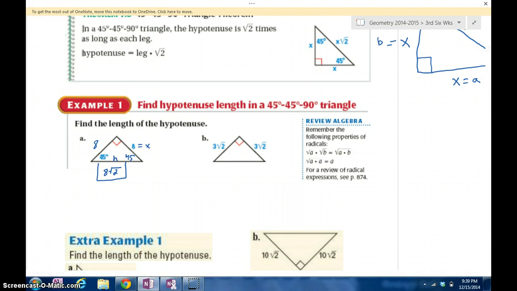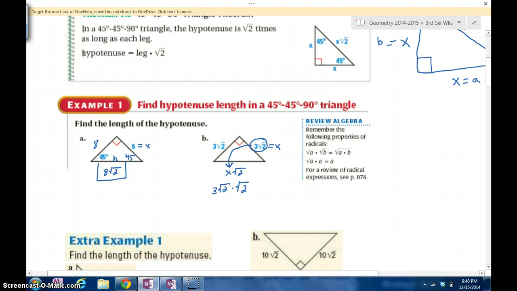All right, B, same thing. Remember, 3 square root 2 is a number, so they're both the same distance. Same rule. This whole thing is your x. So the rule again for the hypotenuse is x square root 2. So this whole number goes into the x there, just like the 8 from example A. So we get 3 square root of 2 times the square root of 2.